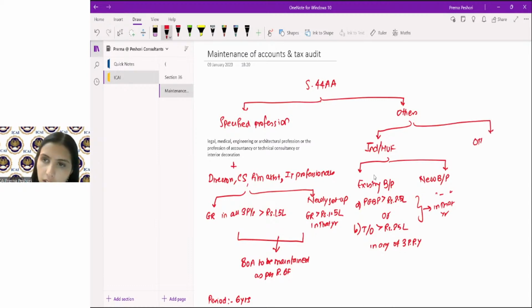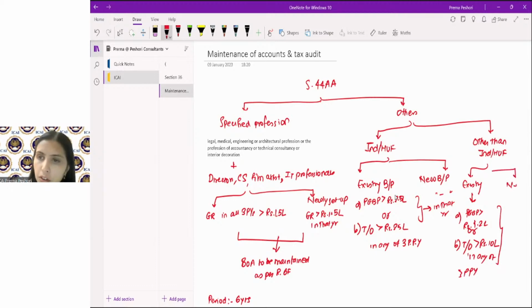In case of other than individual or HUF, again, in case of the existing business, income greater than 1.2 lakh, so PGBP greater than rupees 1.2 lakh, or turnover greater than rupees 10 lakh in any of 3 preceding previous years. And again, in case of new, the same conditions, but in that year. Then in that case, you are required to maintain the books of accounts, right?